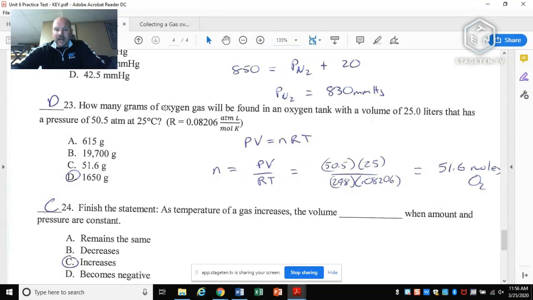But it asks for mass of oxygen, so now what do we do? We take 51.6 and multiply it by 32, which is the molar mass of oxygen, and that's how we get our 1650. Okay?